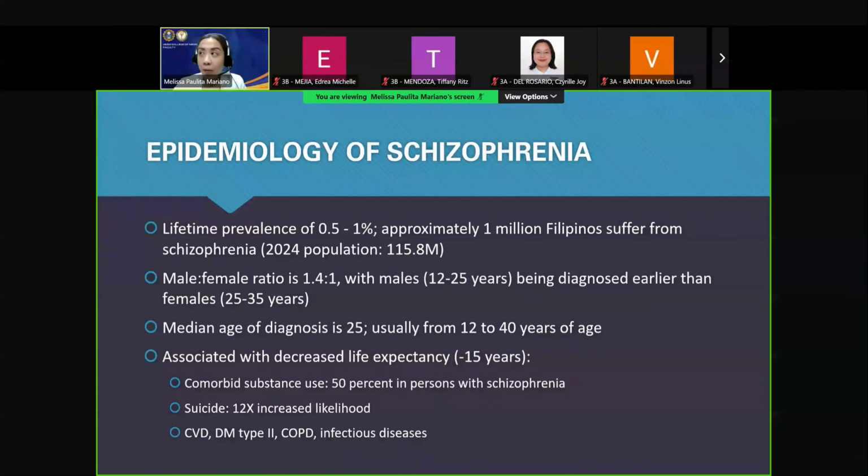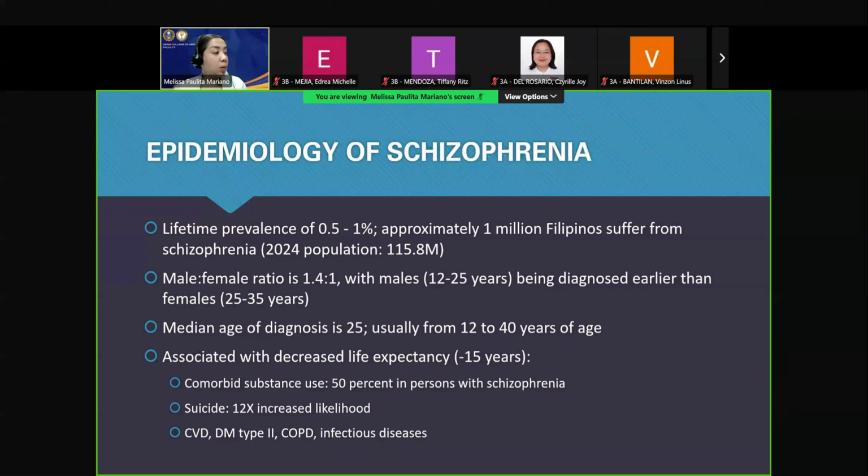It has a lifetime prevalence of technically less than 1%, but easier for you guys to remember 1%. Approximately, therefore, 1 million Filipinos suffer from schizophrenia. And this is actually backed up by comparing it to our census of 116 million people. The male to female ratio is 1.4:1. More men will be diagnosed with schizophrenia, and they are diagnosed earlier compared to women.